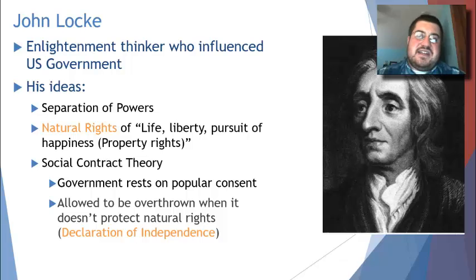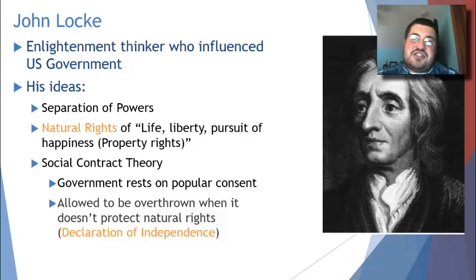John Locke is the Enlightenment thinker who most influenced the U.S. government. His ideas are that the powers of the government should be separated into different branches. That's why we have a legislative, executive, and judicial branch in our U.S. government. And also, he says that every human is endowed with natural rights, life, liberty, and the pursuit of happiness, which are property rights. You're allowed to have stuff that the government cannot take away except through due process. And if that sounds familiar, it's because it's in our Declaration of Independence.